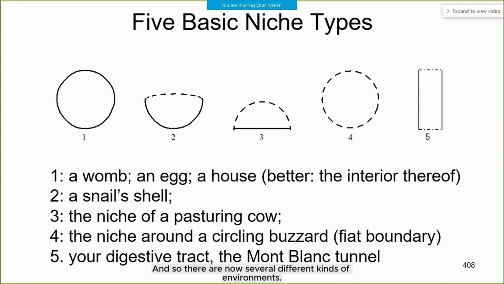And so there are now several different kinds of environments. That's the environment inside an egg. That's the environment of a snail shell. That's the environment of a cow. That's the environment of a circling buzzard. And the last one is your digestive tract, which is the environment for the trillions of microbiota which keep you alive.